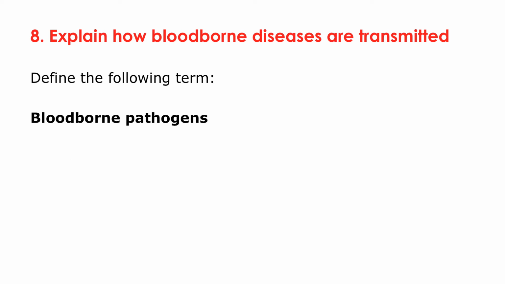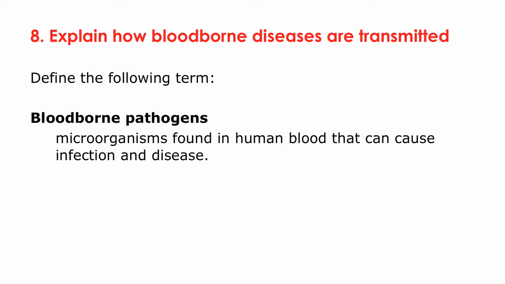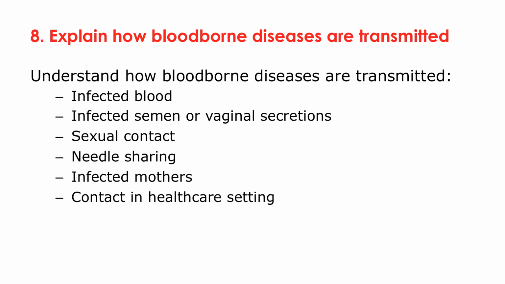Now, blood-borne pathogens. Blood-borne pathogens are those microorganisms found in human blood that can cause infection and disease. So now it's blood-borne. It lives in the blood, okay? So you want to be able to understand the diseases that are transmitted. So you have infected blood, infected semen or vaginal secretion, sexual contact, needle sharing, infected mothers, contact in healthcare setting. Okay, so these are ways that you're going to be able to transfer this sometimes.